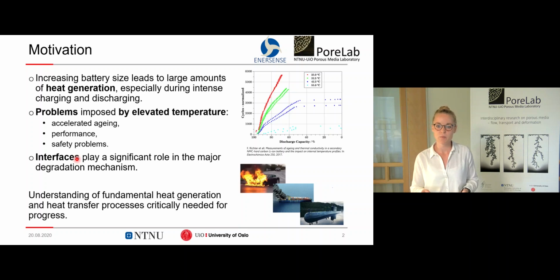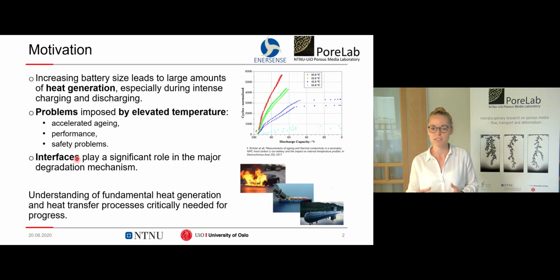But there are still some obstacles to overcome when it comes to implementing lithium-ion batteries within large-scale applications like electrical vehicles and ships. So one of the largest problems there is that with increasing battery size, large amounts of heat are generated, especially during intense charging and discharging. And with elevated temperature, problems are imposed.